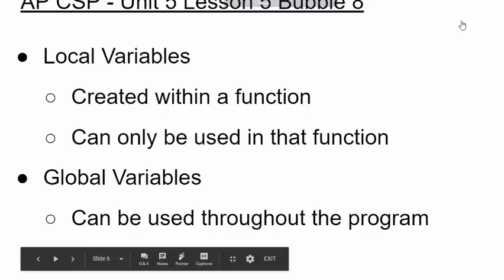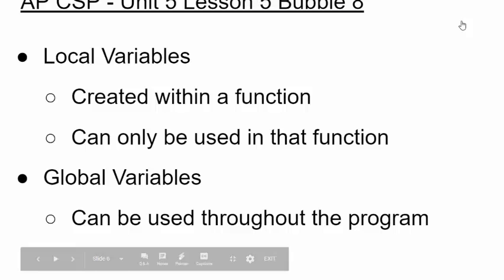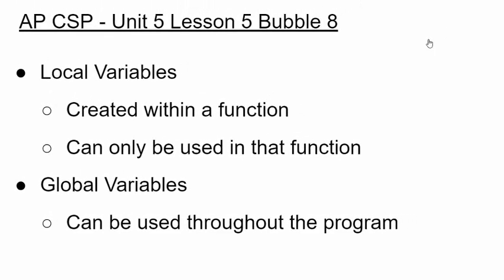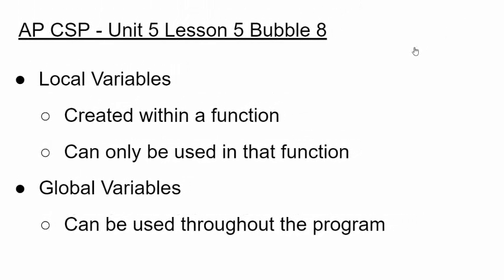And bubble number 8 is introducing 2 concepts that relate to what we just did. There is a difference between what's called a local variable and a global variable. A local variable is created within a function. So inside of the function, you'll have a variable that you create. And if you create a variable inside a function, you can only use it in that function. So once you move outside of that function, then that variable will not work anymore. It doesn't really exist in the other part of the code.